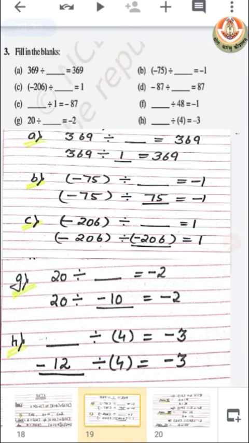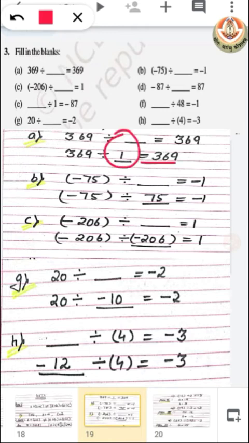Question number 3. Fill in the blanks. Starting parts are very easy. Let's check for A. 369 divided by which number to get 369? So we know that whenever we divide any integer by 1, we get the same integer as an answer. So 1 is its answer.